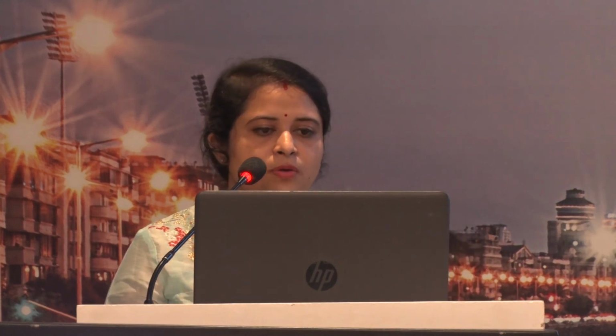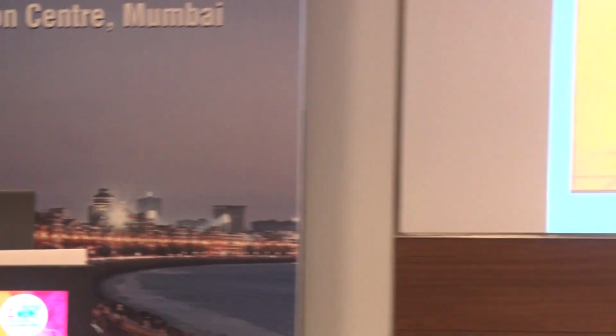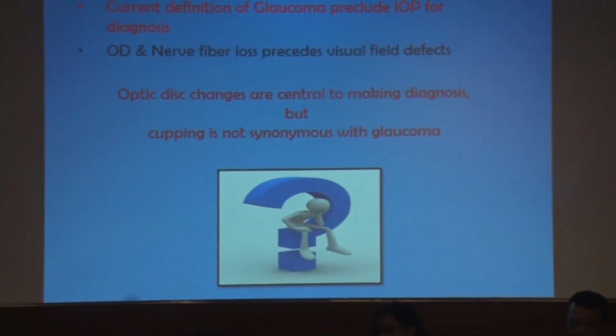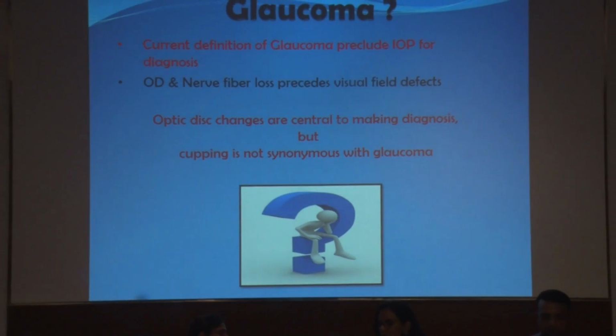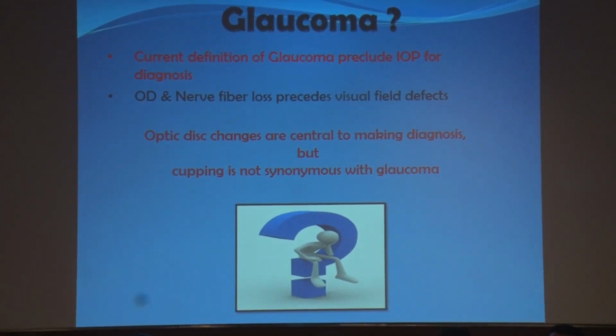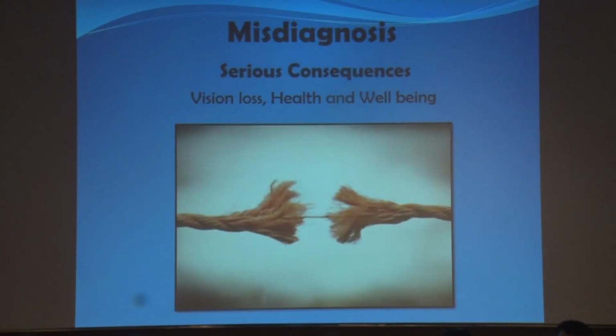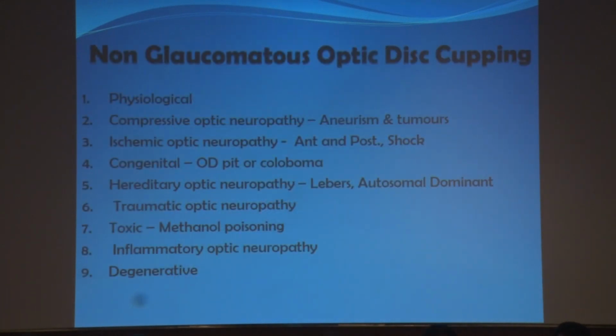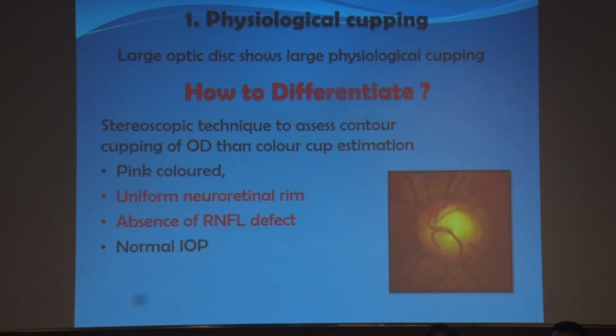An optic neuropathy can be discussed under the topics of optic disc changes, visual field defects, and RNFL changes. The current definition of glaucoma precludes IOP for diagnosis. Optic disc changes are central to making the diagnosis, but cupping is not synonymous with glaucoma. Misdiagnosis leads to serious consequences: visual loss, and loss of health and well-being. Non-glaucomatous optic disc cupping can be physiological, compressive, ischemic, congenital, hereditary, traumatic, toxic, inflammatory, and degenerative.